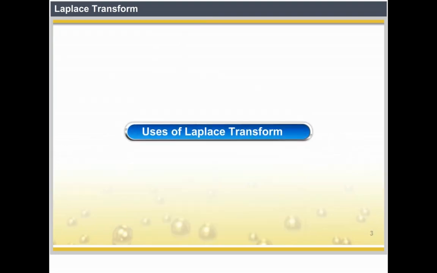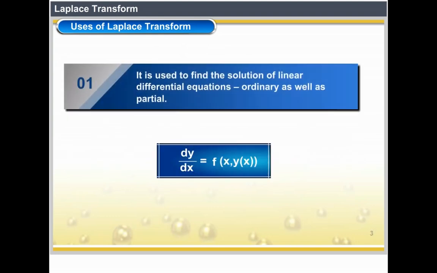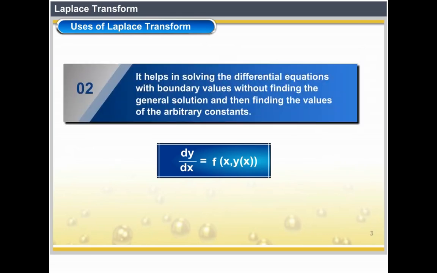Uses of Laplace transform. Number 1. It is used to find the solution of linear differential equations, ordinary as well as partial. Number 2. It helps in solving differential equations with boundary values without finding the general solution and then finding the values of the arbitrary constants.